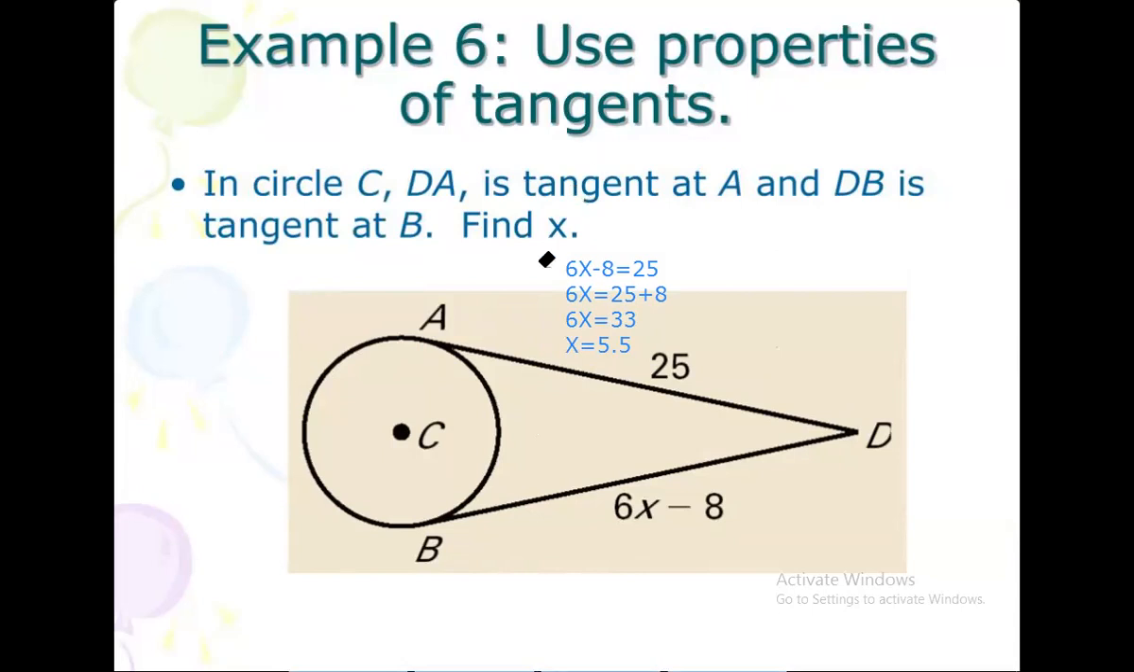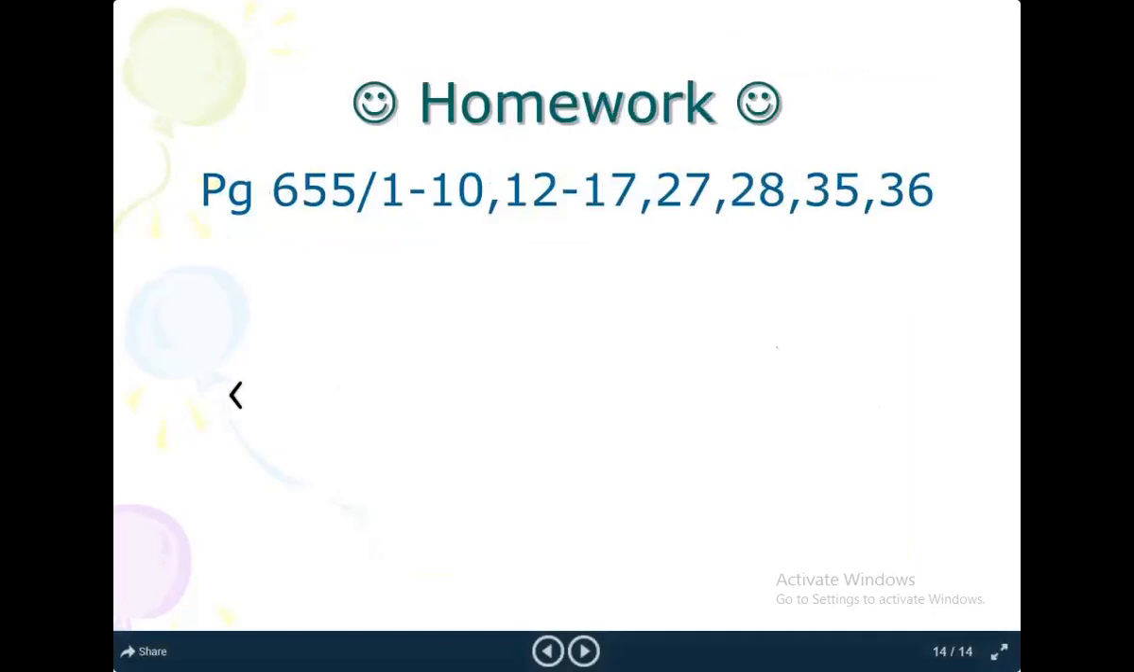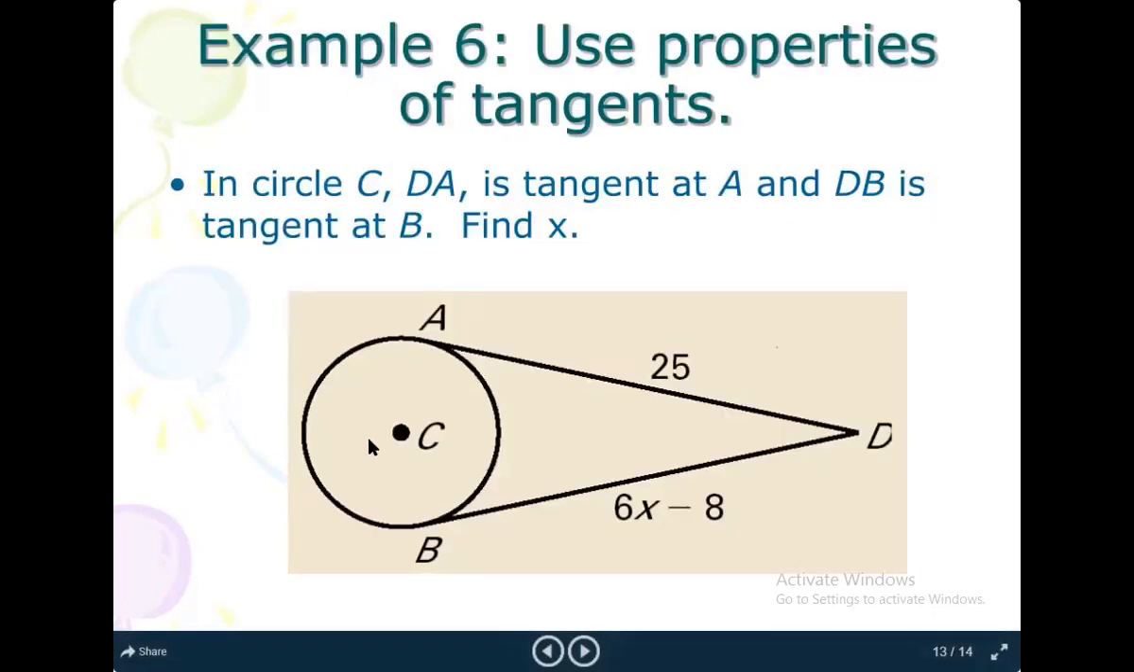Then two tangents intersect at a point outside, so AC should be equal, AD should be equal BD, and then we will solve the equation to find the unknown value. Okay, so this was our lesson today: properties of tangents with the circle.